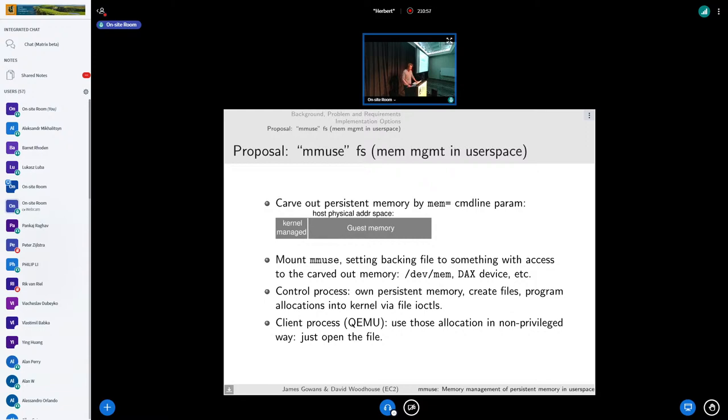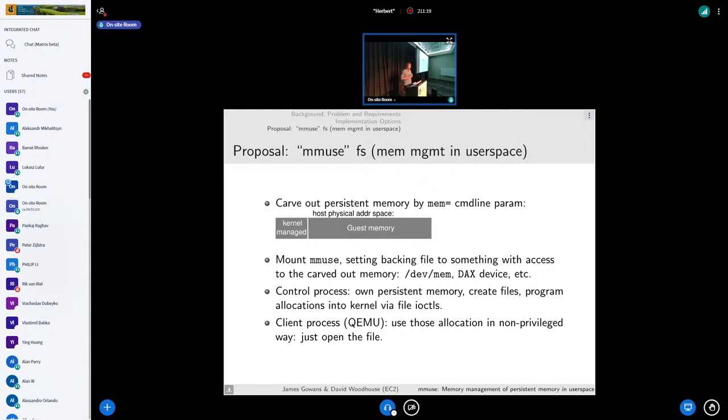I've labeled it guest memory, but your persistent memory and everything else that's not carved out is your ephemeral memory managed by the kernel. You could then mount this Muse file system, memory management in user space, and set it to be backed by this memory which you've carved out from the kernel.